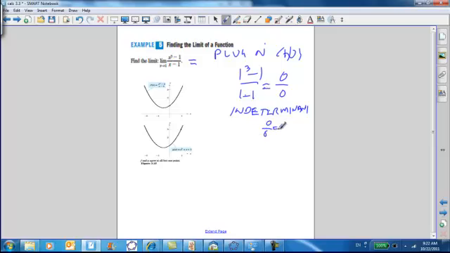0 over 0 could equal 42, because 0 equals 42 times 0. Or 0 over 0 could equal pi, because 0 equals pi times 0. So that's why we call it indeterminate. We cannot determine what this number is just by leaving it in the form of 0 over 0. So we need something other than plug and chug on this one.